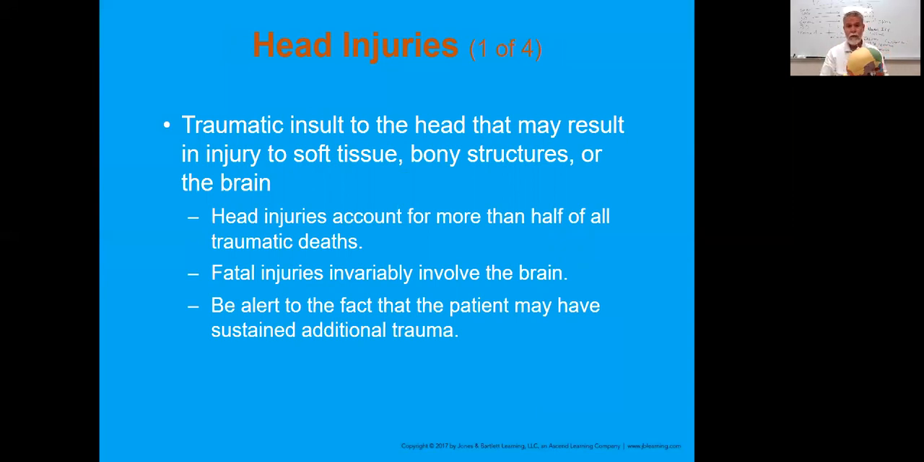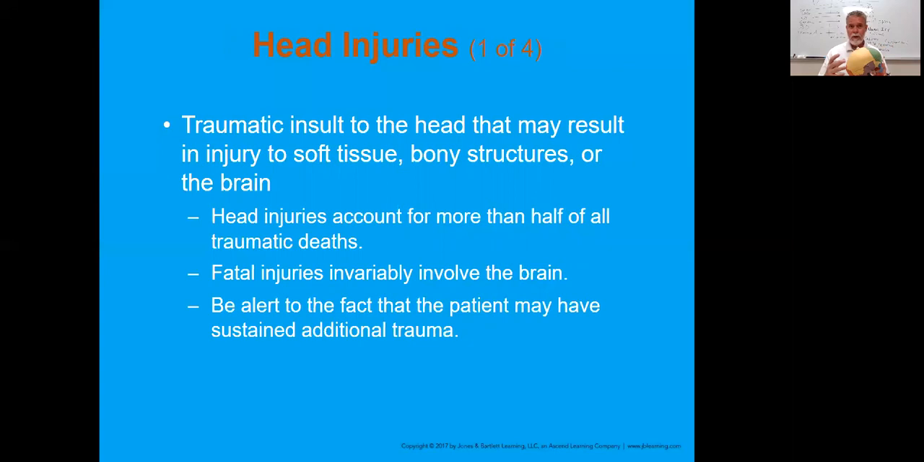Just like in soft tissue injuries, there are open and closed injuries that we may have to deal with for the brain. But also, if there's enough energy or trauma that they've suffered to the head or the spine, what else did they suffer, right? Is there more trauma on the body that we haven't found?